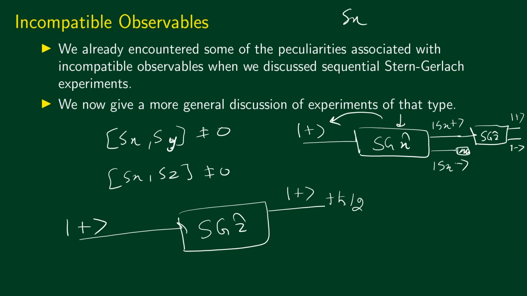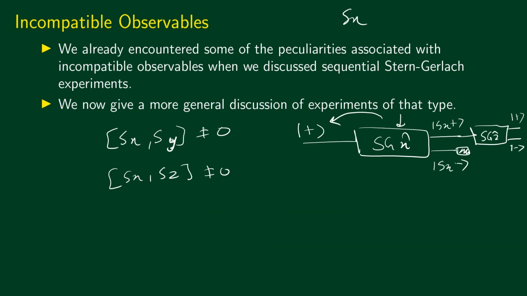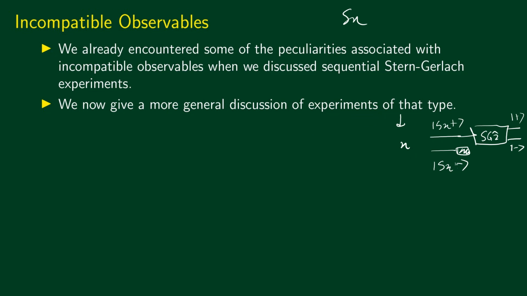The reason is that they are actually incompatible observables. So the measurement of one observable will destroy, or mess with, the information associated with the other observable, if these are incompatible. These things we have actually seen. Now let's have a more general discussion of these kinds of effects.